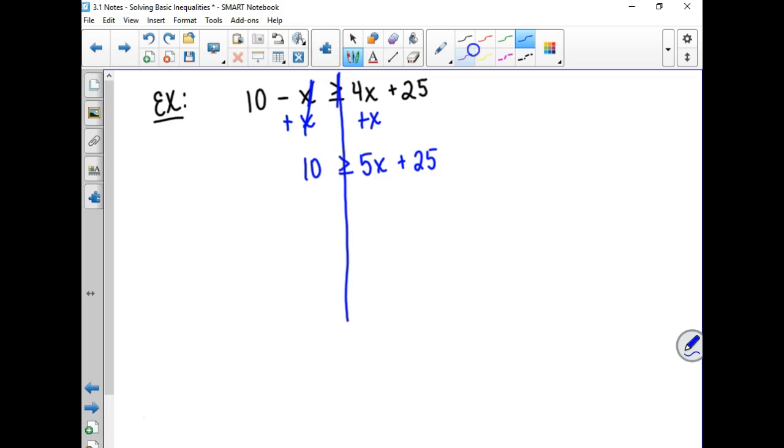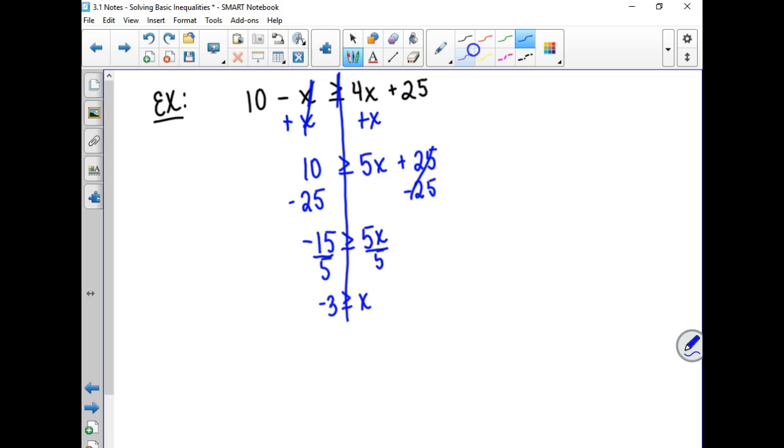So I need to get rid of the 25 first. I'll subtract 25 from both sides. And that's going to give me -15, which is greater than or equal to 5x. And I'm going to divide by 5. So that will give me -3 is greater than or equal to x.